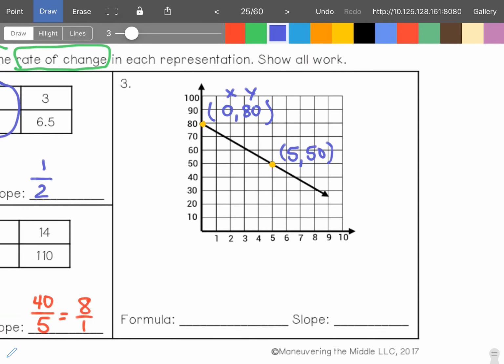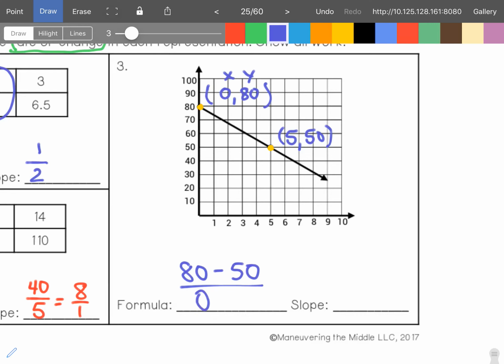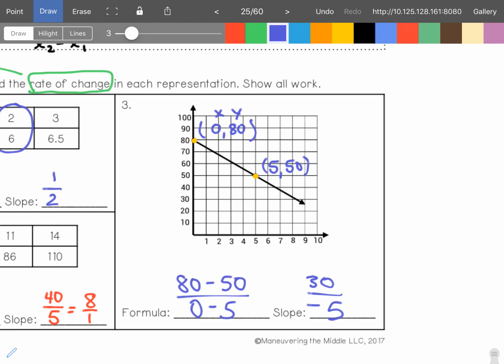Okay, so for the formula, subtract our y's. So I'm going to do 80 minus 50. And if I do 80 minus 50, then I've got to be consistent and go back to that first ordered pair. And I'm going to actually have to do 0 minus 5 in the denominator. So 80 minus 50 would be 30. And 0 minus 5 is negative 5. And then we can divide, and 30 divided by negative 5 would be negative 6.